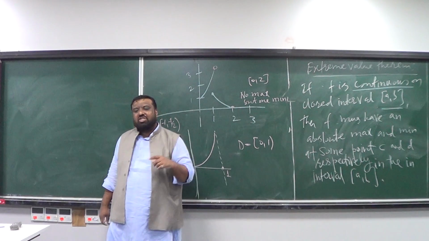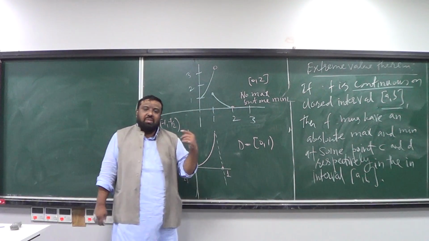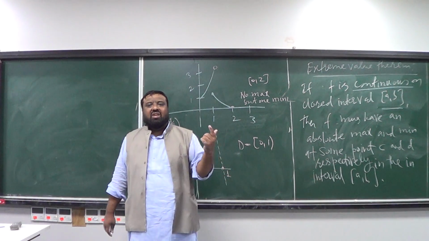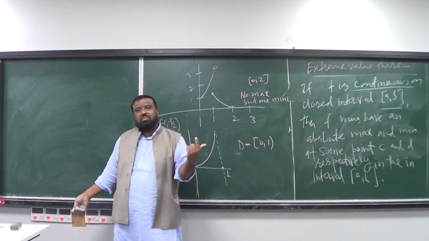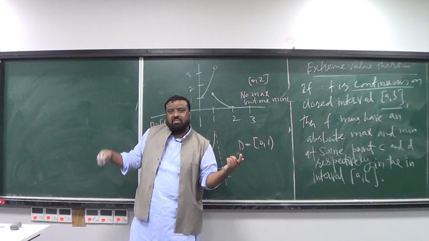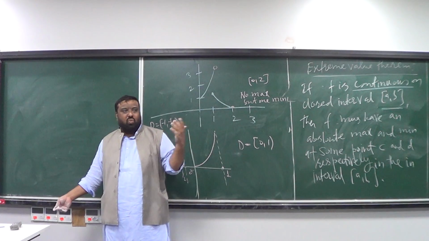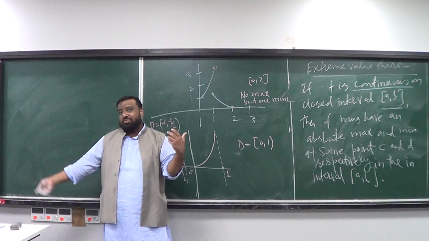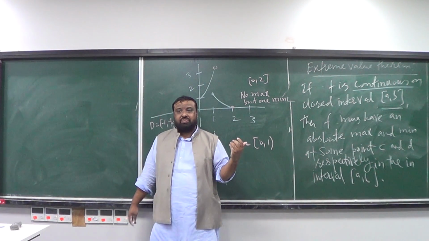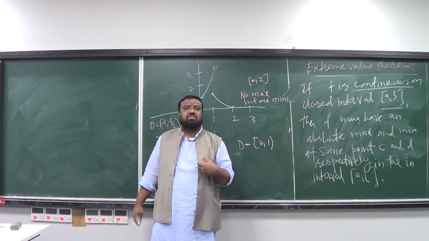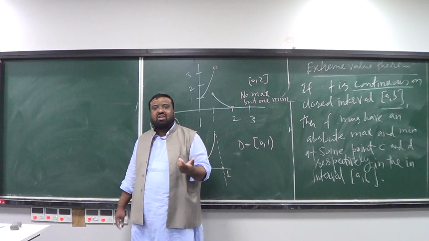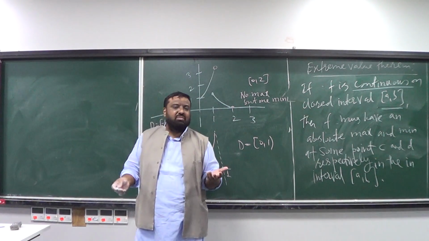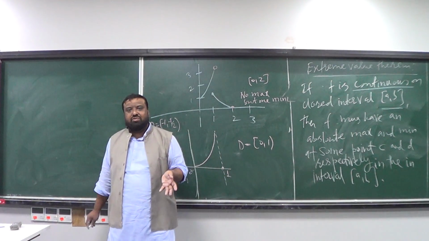Then a function can have multiple maximums, one maximum, no minimum, no maximum, one minimum, one maximum, one minimum. So it can have two maximums, one minimum, and so on and so forth. It can have infinite maximums and infinite minimums. It can have no maximum and no minimum, and so on and so forth.